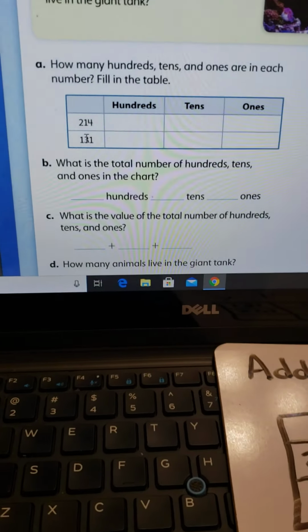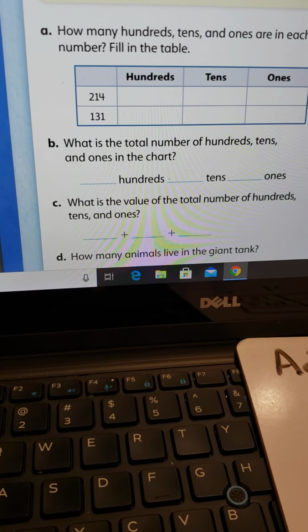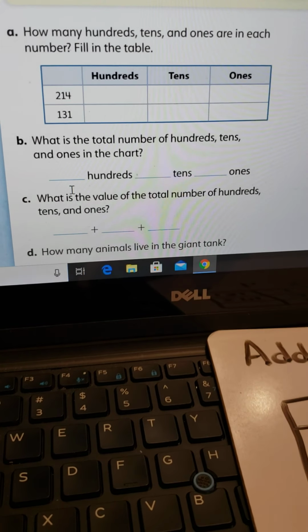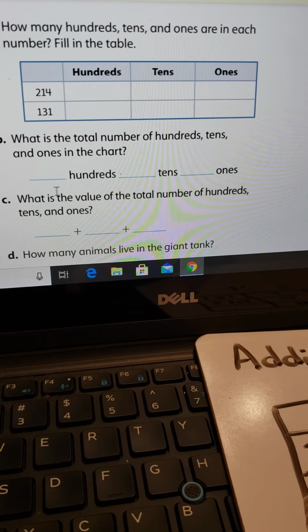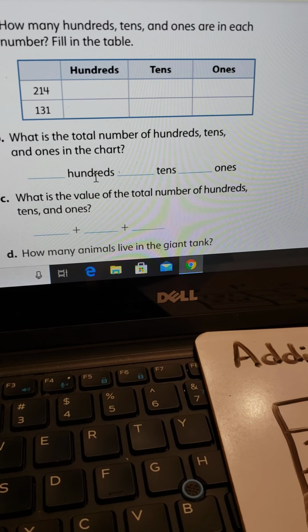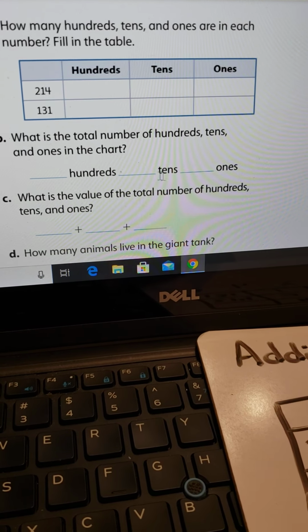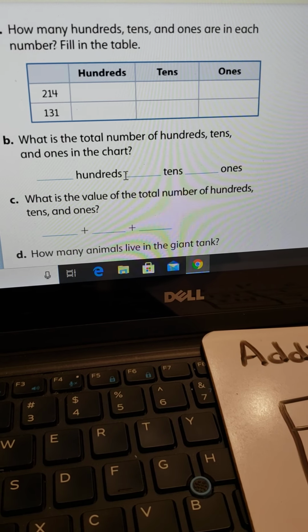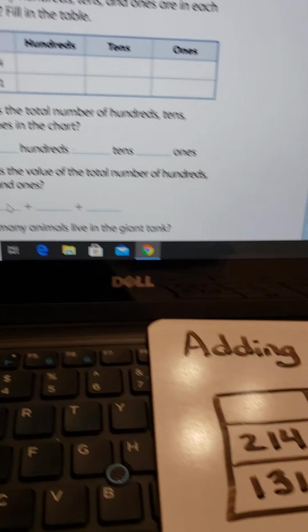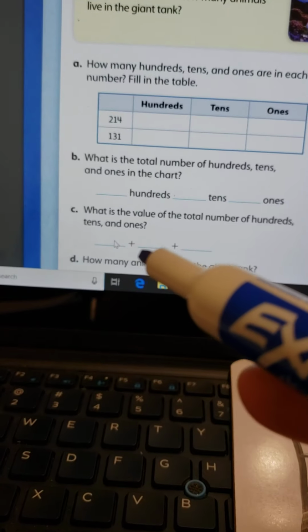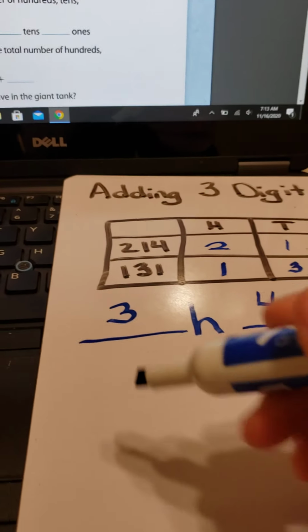So let's look back at our page. What is the value? Okay, so here we go. This is going to be like expanded form. Remember, value means how much is it worth? Okay, so I'm going to take the numbers up here and tell you how much they are worth all together. So now it's going to look like expanded form. So in your book, where you have the plus signs, I'm going to write it on my whiteboard. You write it in your book.